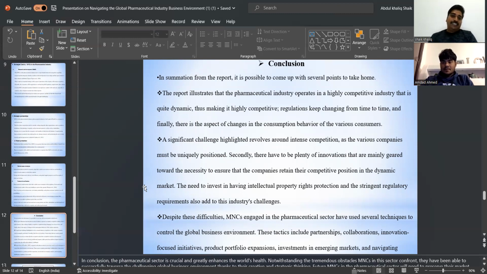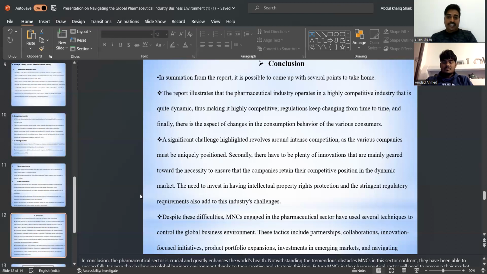A significant challenge highlighted revolves around the intense competition that the various companies face, and they must be uniquely positioned. Secondly, there have to be plenty of innovations that are mainly geared towards the necessity to ensure the companies retain their competitive position in the dynamic market.